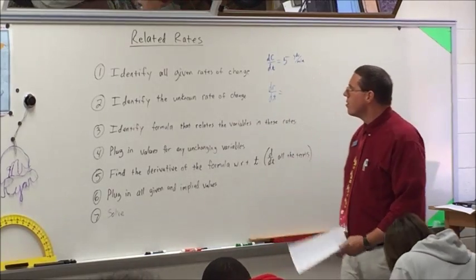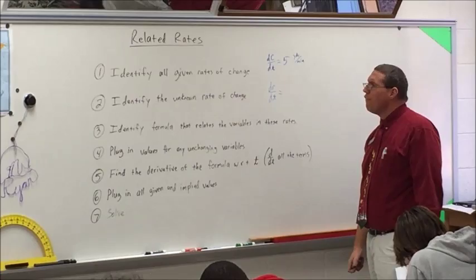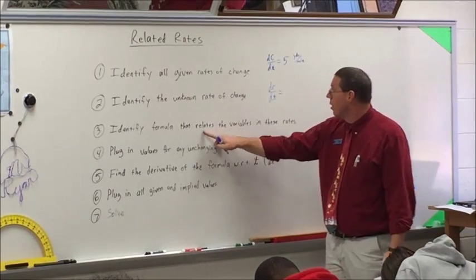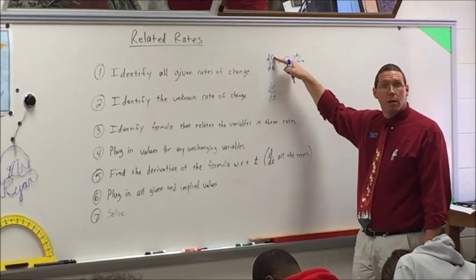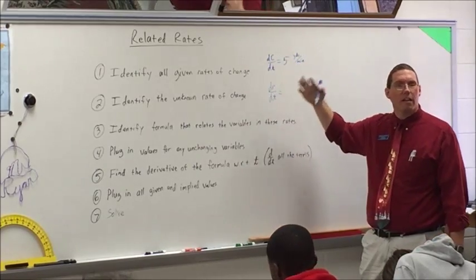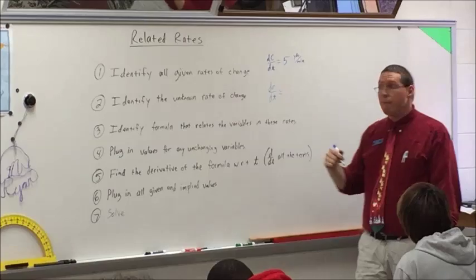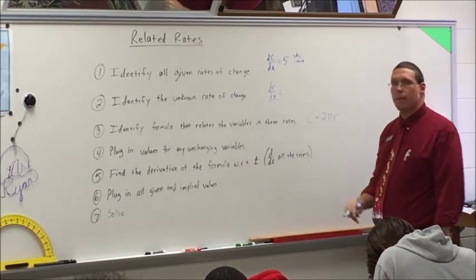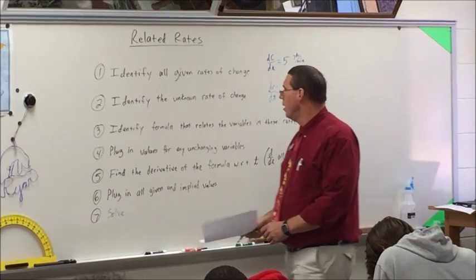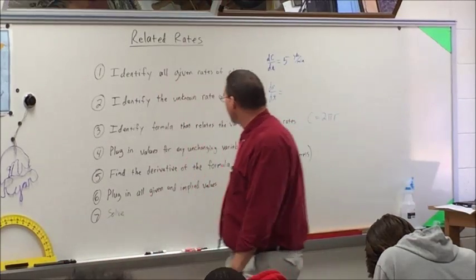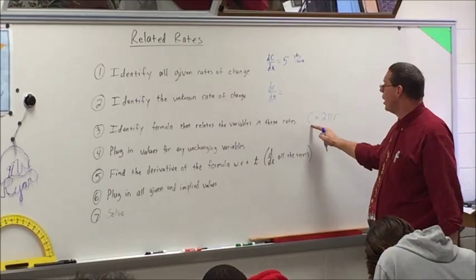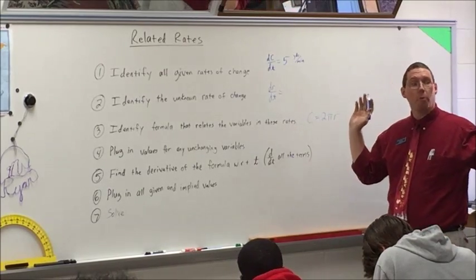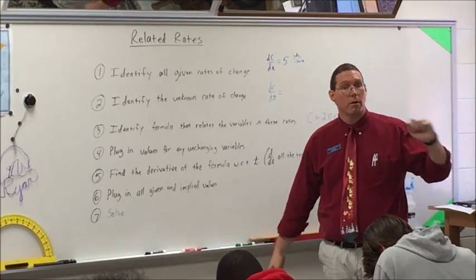Step 3. Identify some formula that relates circumference to radius. Does anybody know of a clever formula? Circumference equals 2 pi r. Right? We're good? Step 4. Plug in for any values that are not changing. Is the circumference changing? Yes. Is the radius changing? Yes. So we've got nothing to do. We're not doing step 4. We will, I promise, eventually do step 4.